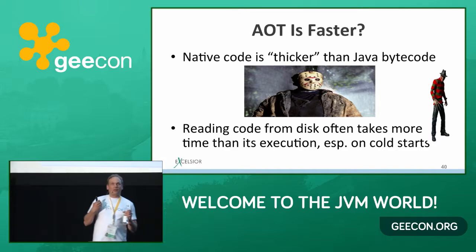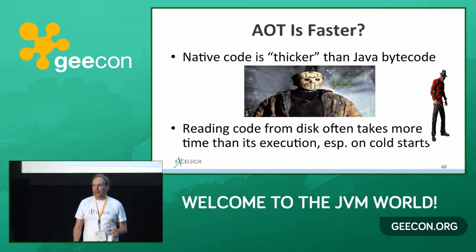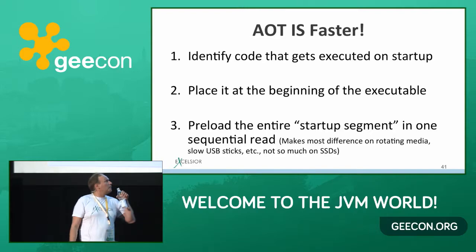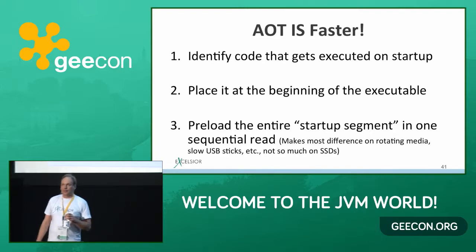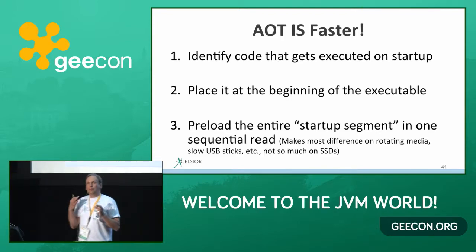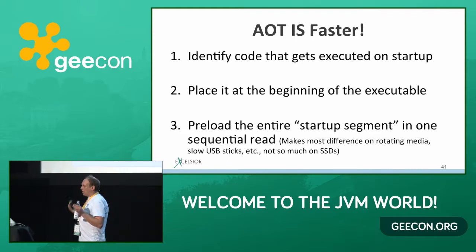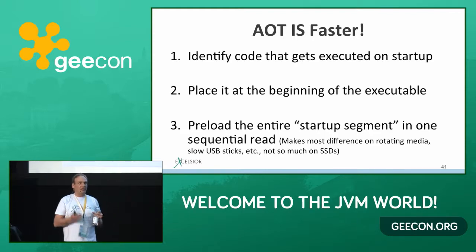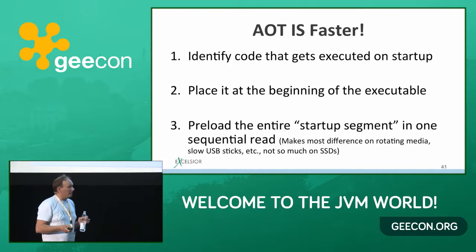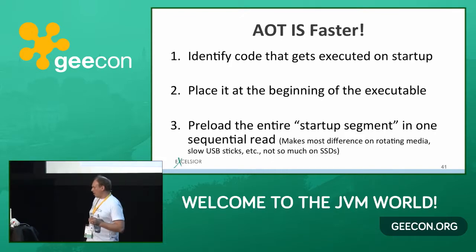And when we did our static compiler for the first time, it was a real surprise for us that startup time improvements were not as significant as we expected. But we solved that problem. We do application startup profiling, which is easy to automate. During startup profiling, we identify code that is executed on startup. Then we place that startup segment at the beginning of the executable and preload it with sequential reading, which is much faster than random reading on rotating media. As a result, Java applications start really fast.